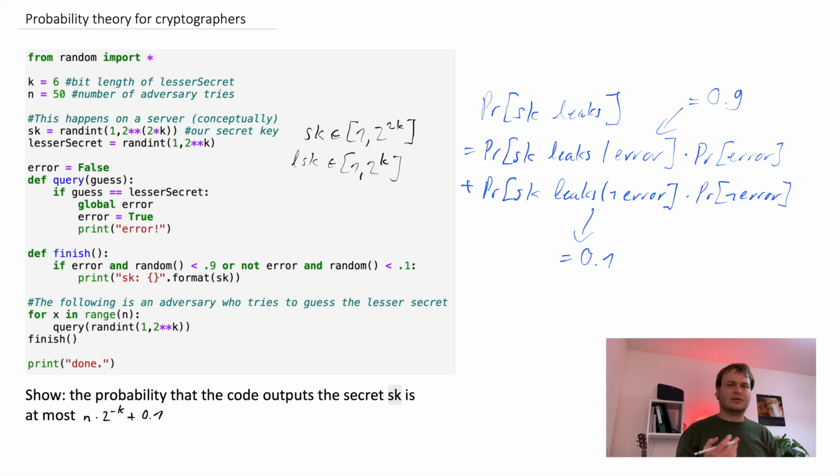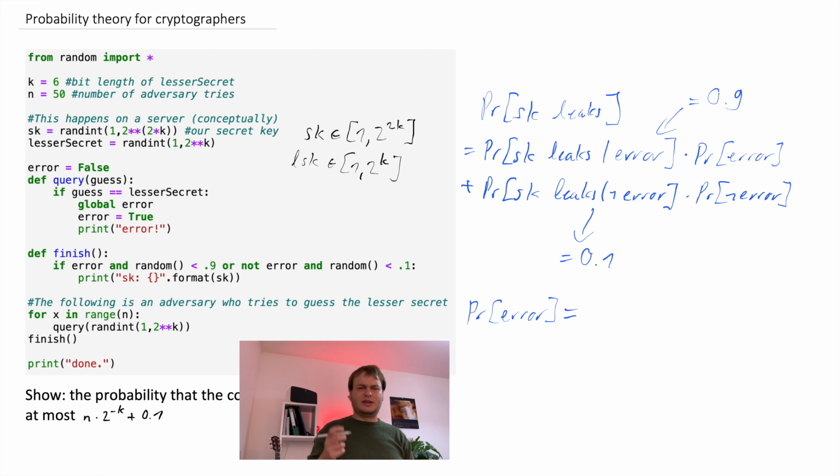Now it makes sense to look at what's the probability that the error occurs, because this is still left for us. So what's the probability that an error occurs? If we look at the code, we see that an error occurs if one of these guesses is successful, and we have multiple of those guesses. So the probability that the error occurs is just the probability of the event that any of these guesses is successful, which I will call error i to mean that the ith try is successful.